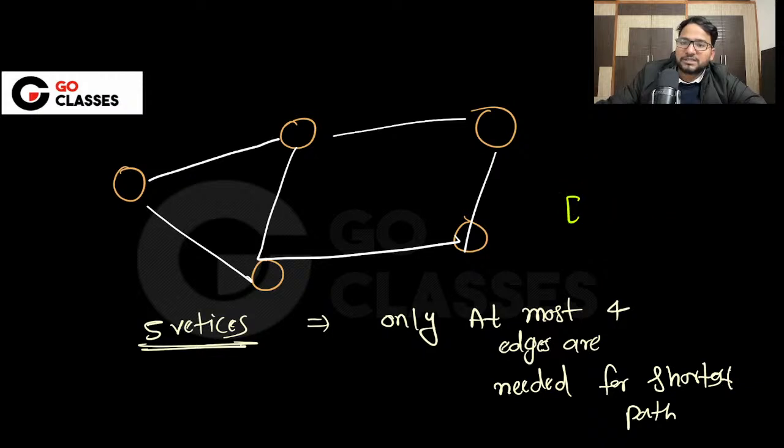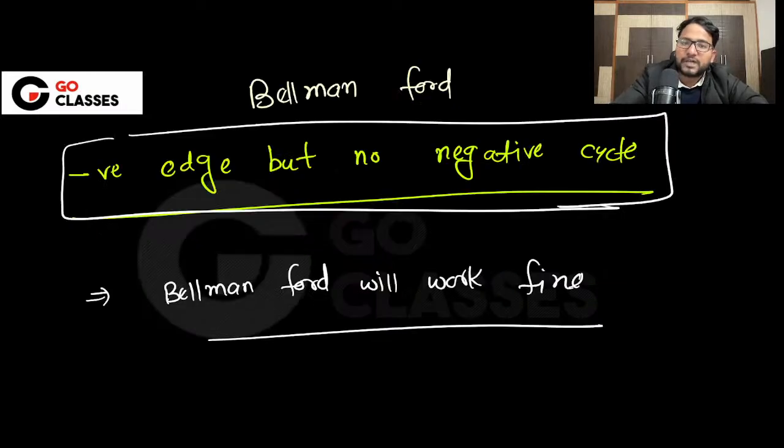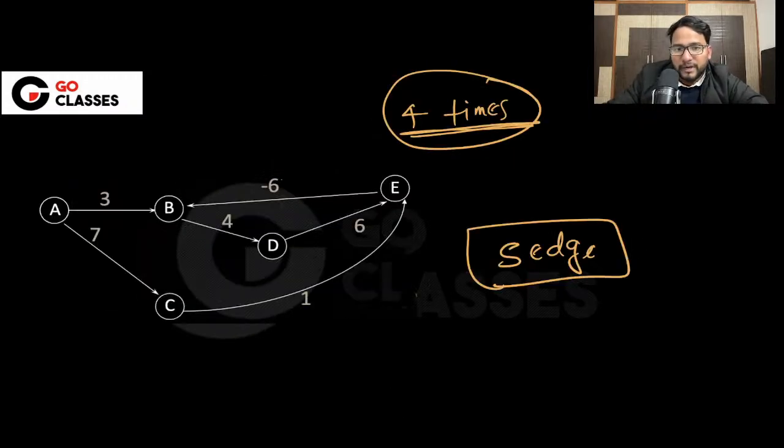Now let's see what happens for the negative edges. If the graph has negative edges but no negative cycle, then Bellman-Ford works fine. Let's suppose there is a negative cycle also. For example, let's suppose this edge is minus 60. If there is a negative cycle, what will Bellman-Ford do?